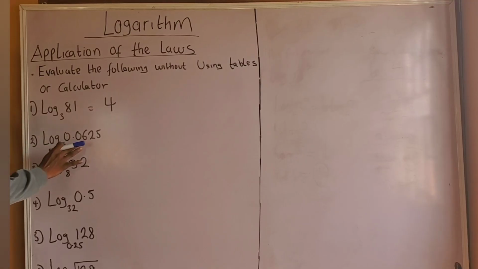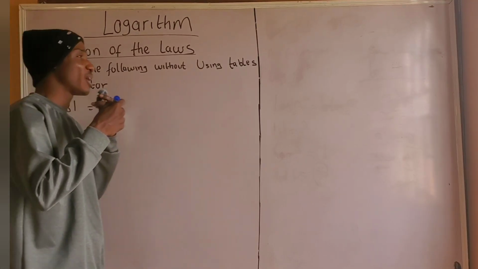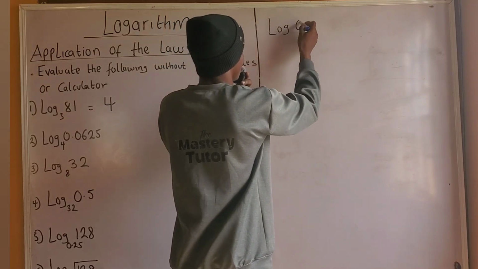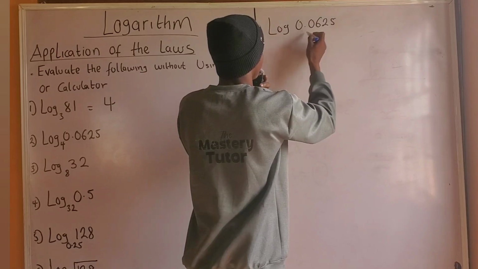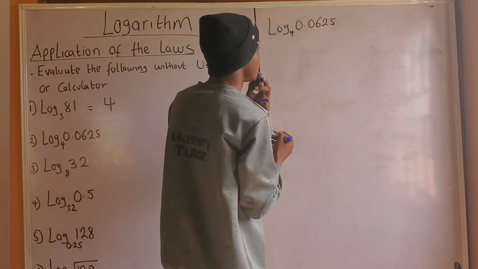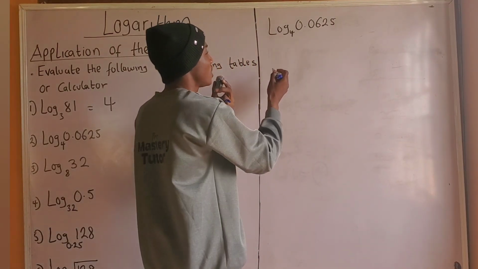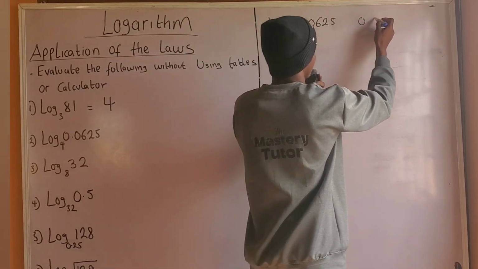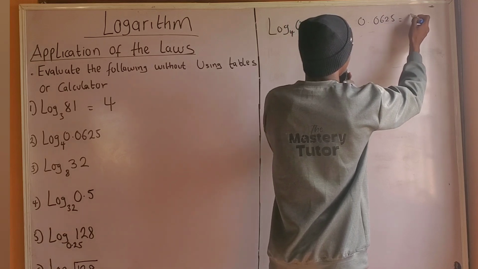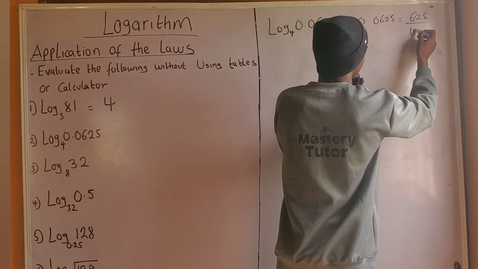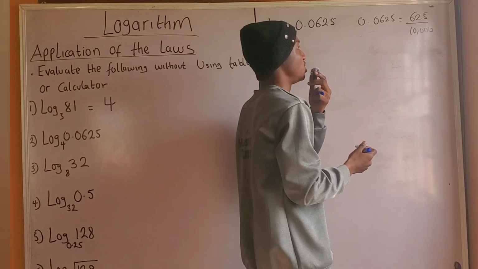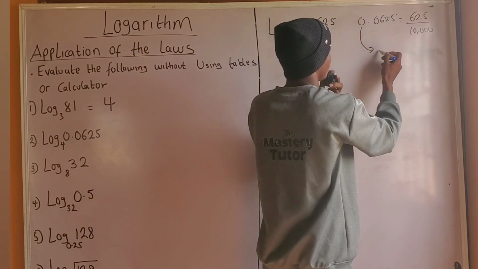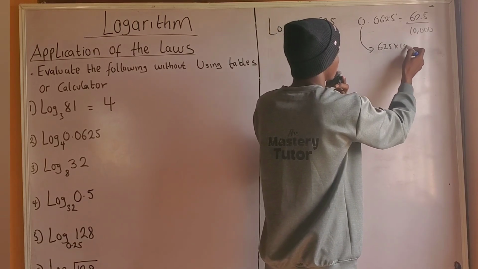We have log 0.0625 base 4. We are asked to evaluate it without using a calculator or mathematical table. Okay, now listen carefully. Do you know that 0.0625 can be written as 625 all over 10,000? It's just as if I change this to standard form. I'm going to have 1, 2, 3, 4. That is 625 times 10 raised to the power minus 4, right?